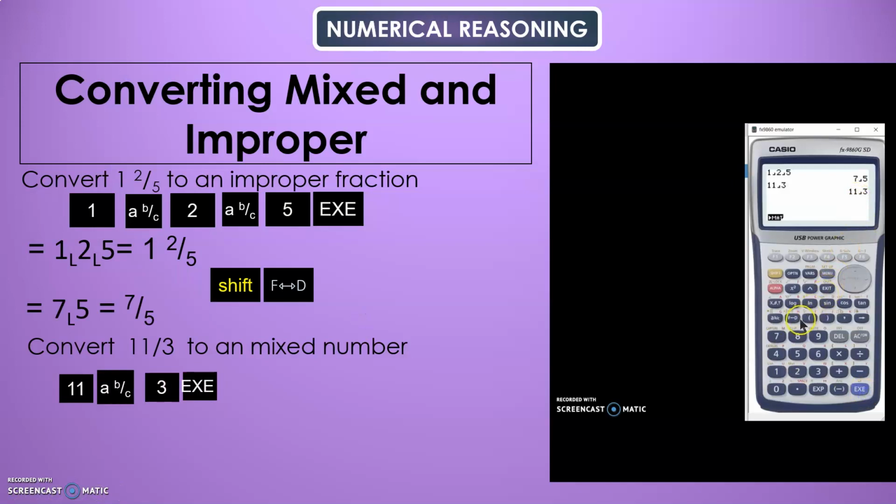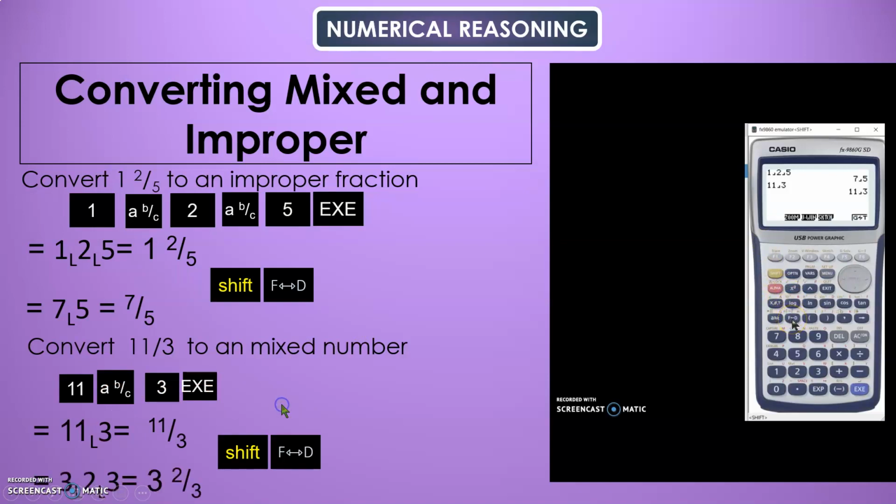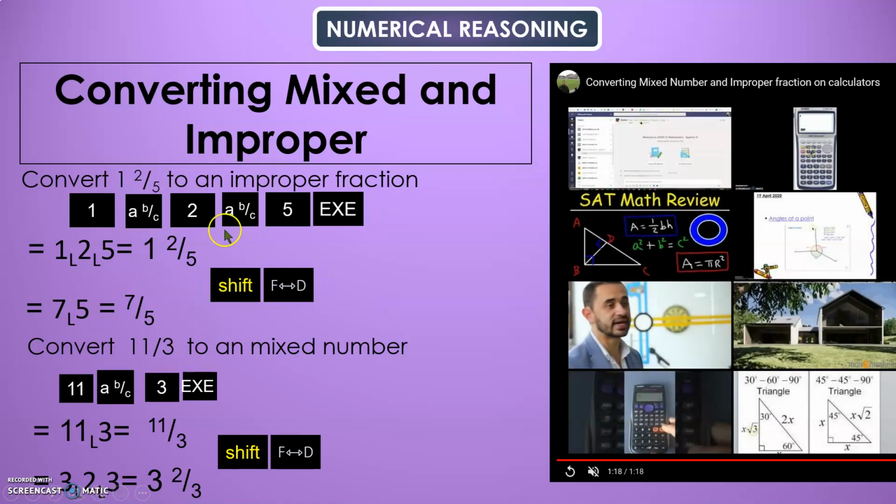To convert 11/3 to a mixed number, just put it in as it looks. Again, if you want to convert it, it goes back using that. So the key thing again is, rather than the previous one, it's F and D rather than S and D, and we just use the ABC buttons as you'd expect.